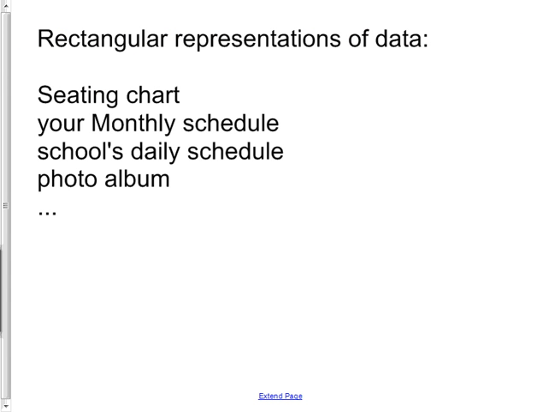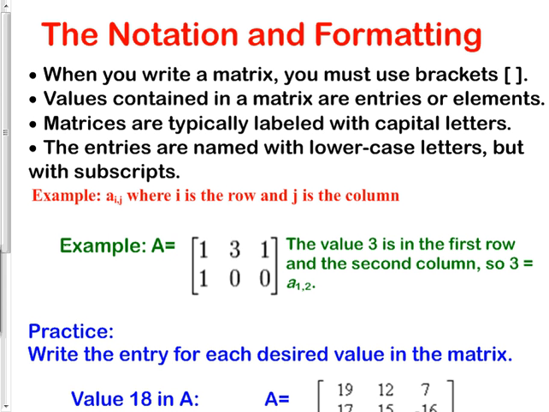And here are some situations where you actually see these. A seating chart is just a matrix. It's a matrix that you put people into. Your monthly schedule, if you look at January and you look at all of the rows and columns, the rows or the columns are like days of the week, like Tuesday, Wednesday, Thursday. So there's a lot of things in your real life that are in matrix form. So, notation.